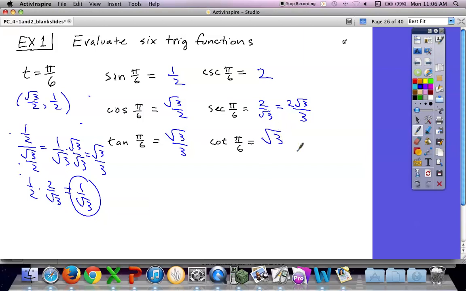Okay. So again, when we do this, we're going to find the angle on the unit circle and then use those definitions for the 6 trig functions. There may be some rationalizing of denominators, things like that.